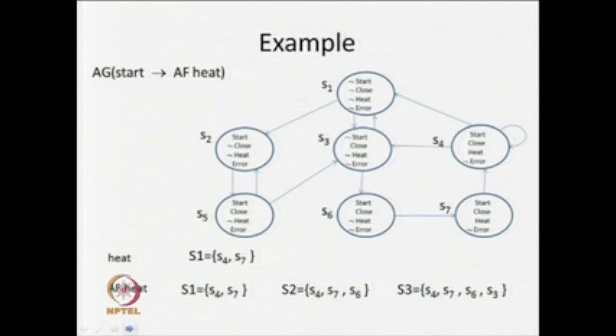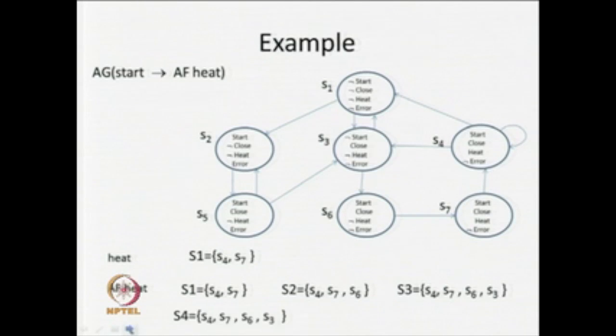Since there is a change in the states, we are going to repeat this process. Now, if you look into it, for S6 we get S3 as a predecessor. Now, we are going to see all of its successors. What are the successors of S3? One is S6, and the second one is S1. So, S3 will be labeled with AF heat.